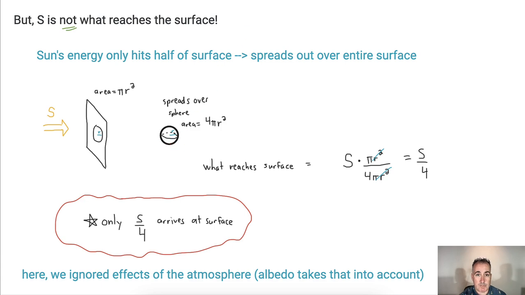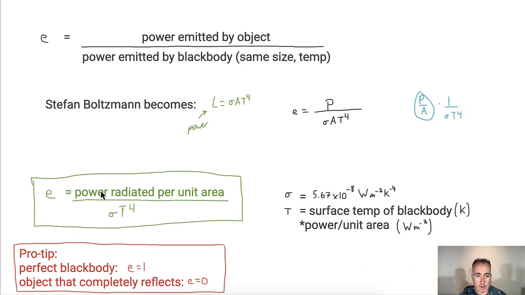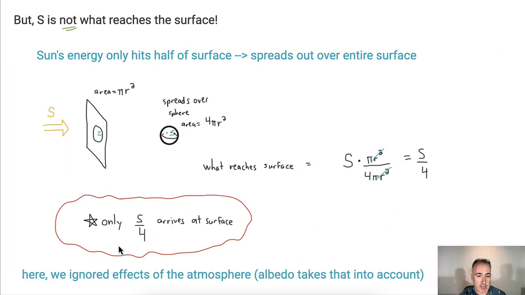So we've learned about emissivity, which is a property of materials based on how much power they radiate. If it's a perfect black body, the emissivity is 1. If it's completely reflecting light, the emissivity is 0. And we've learned about the solar constant, how much reaches the top of the atmosphere. But what's important is how much actually reaches the surface. It's actually S over 4.